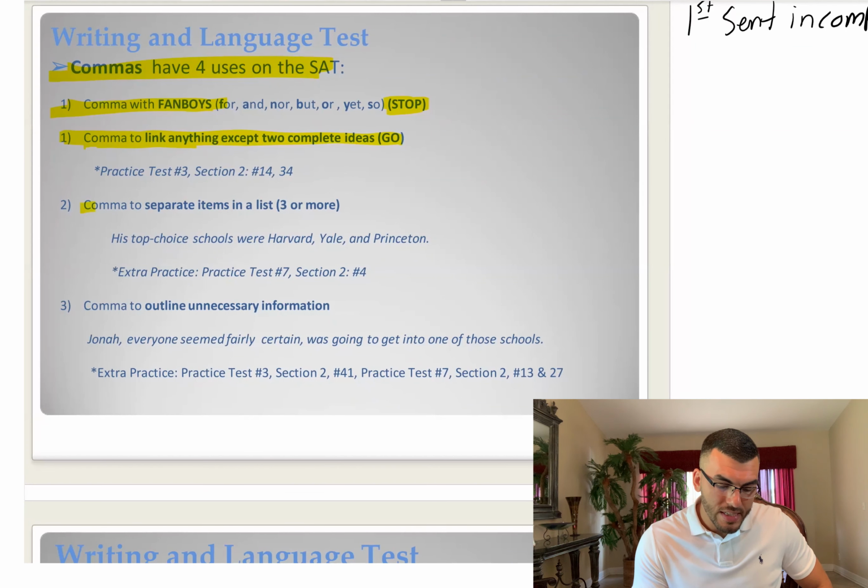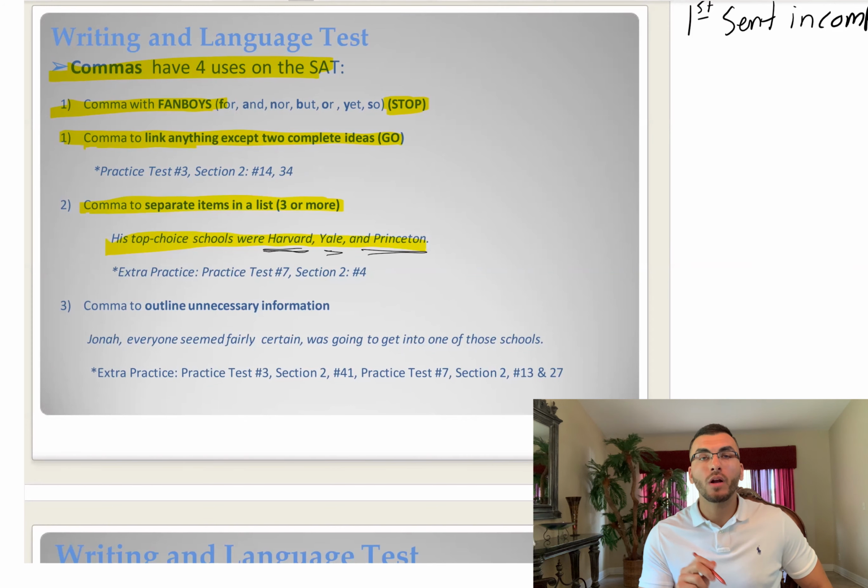So commas also separate items in a list. Whenever you have a list of 3 or more things, you need to separate it with a comma. So look at this first example here. His top choice schools were Harvard, Yale, and Princeton. The 3 examples in the list are Harvard, Yale, and Princeton. Each one of those items is separated by a comma because it's a list. It's 3 or more schools listed. So super easy concept, super simple. Let's look at practice test 7, section 2, number 4.